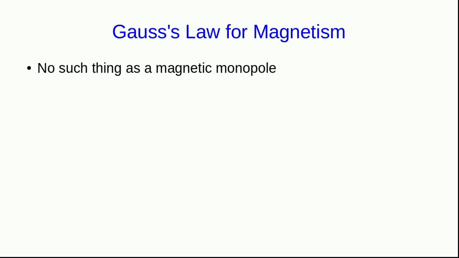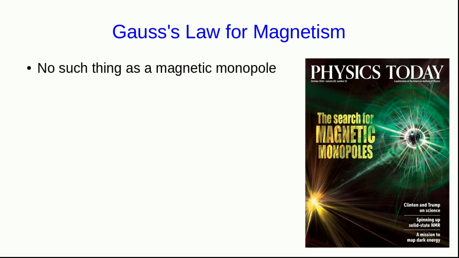There is an equivalent to Gauss's law for magnetism, and to see it, you just have to note that there's no such thing as a magnetic monopole. And when I say that, what I mean is that we've searched extensively for them. Here's a recent cover of Physics Today, and experimentally, we have never seen them. We're continuing to search for them, but so far it looks like they don't exist.